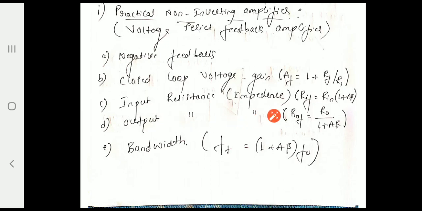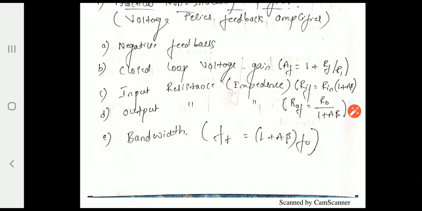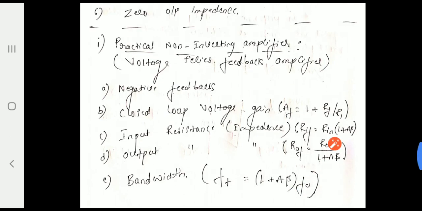Here the input resistance RIF depends on the input resistance times 1 plus A beta. This I am going to derive in the coming topic. Similarly, output impedance ROF means the output resistance with feedback, and R0 means without feedback. For bandwidth, FF indicates the frequency with feedback, which is always equal to 1 plus A beta times F0, where F0 is the frequency without feedback. So these are the topics which come under the practical non-inverting amplifier. Now we'll discuss them one by one.